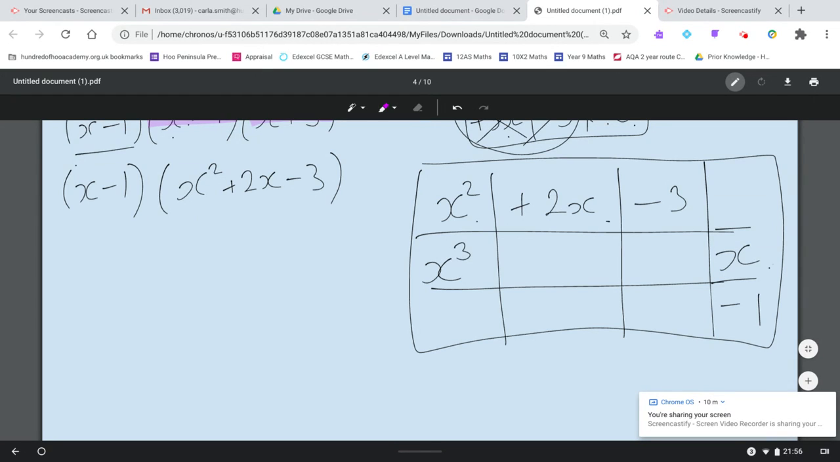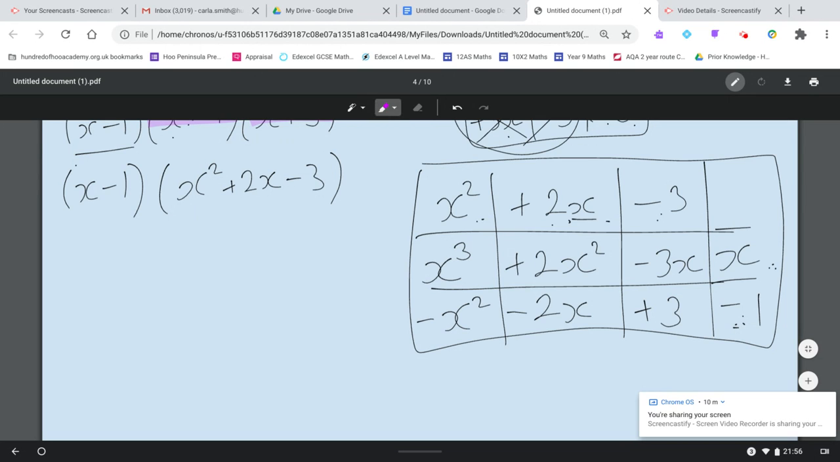2x times by x gives me a positive 2x squared. Negative 3 times x gives me a negative 3x. Negative 1 times x squared gives me negative 1x squared, but I'm going to ignore the 1 because it's not relevant. Negative 1 times positive 2x. So negative 1 times positive 2 gives me negative 2. And then there's just the x at the top, so that's going to stay the same. And then negative 3 times negative 1 gives me positive 3. 3 times 1 is 3. Negative and negative makes positive.